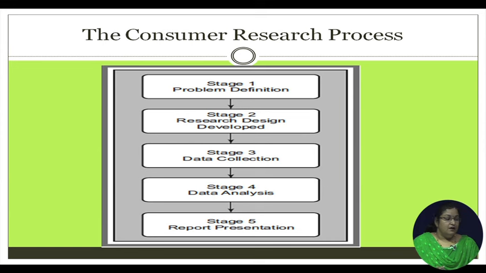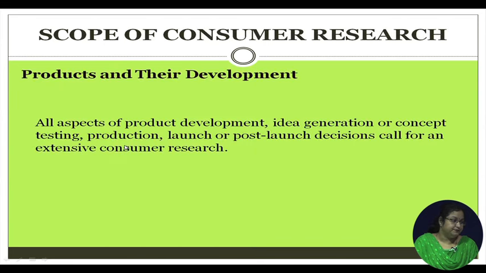So, we first talk about the research process, a 5-stage decision process, which we will discuss, that is the problem definition, research design, data collection, data analysis and report presentation. So, we first try to see what are the scopes of doing consumer research and from where we have to define the problem. The scope is first the products and their development.